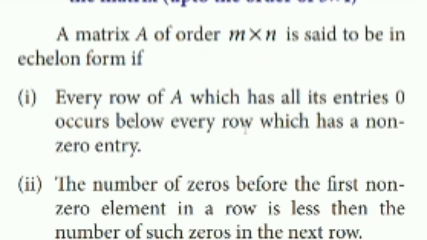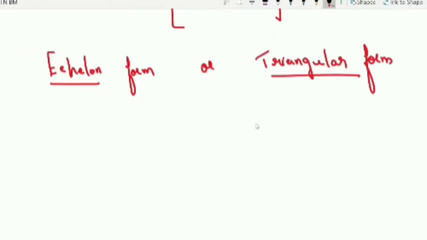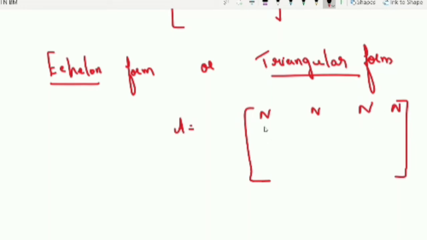every row of A which has all its entries zero occurs below every row which has a non-zero entry. That's the first condition. Suppose there is a matrix A. You have a non-zero element. Suppose you have some elements here. I'm writing them as n just to show a non-zero element. These are all non-zero elements. Now the first condition says this is the first row, this is the first non-zero element. Below the non-zero element, all the entries should be 0. All the elements below the first non-zero element should be 0.